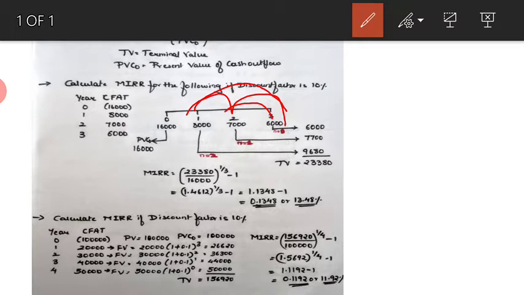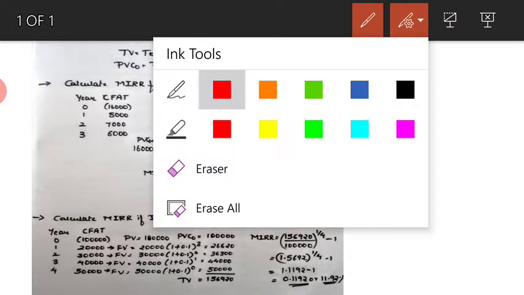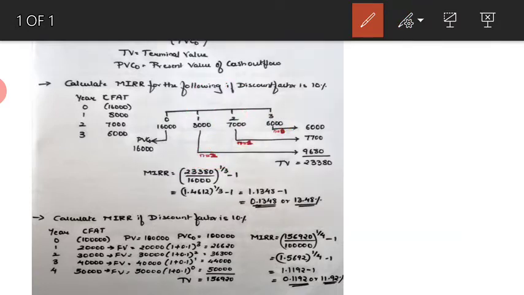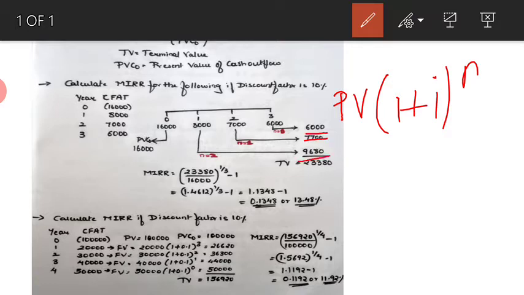I hope you're clear with this calculation of n, which is very important here. I'll repeat. For year 3, which is the last year, n would be 0. For year 2, the second year, n would be 1. And for year 1, n would be 2 because we have to move 2 years ahead to get the future value. So this is how n is calculated. Once n is calculated, use the formula present value into (1 plus i) raised to n and get the future values.